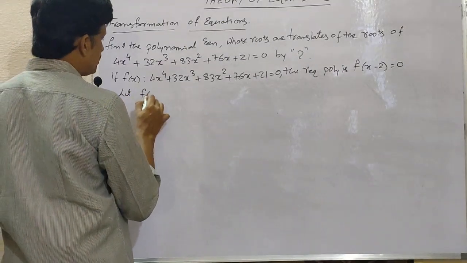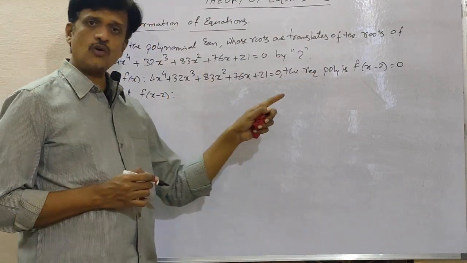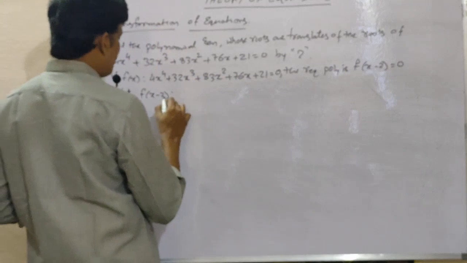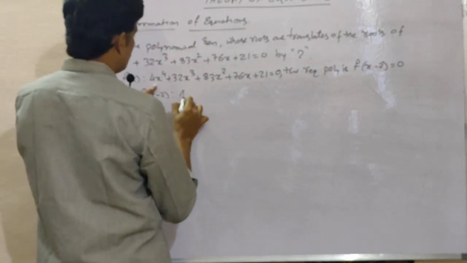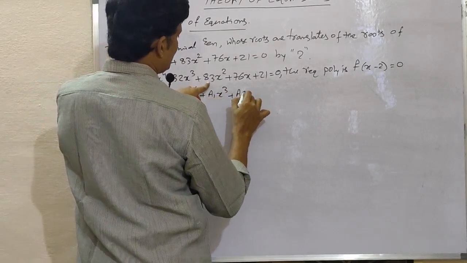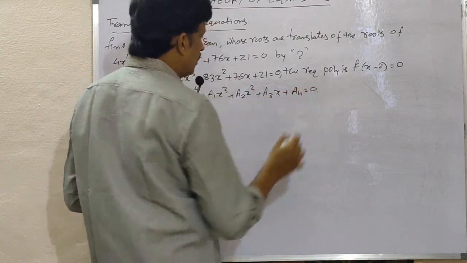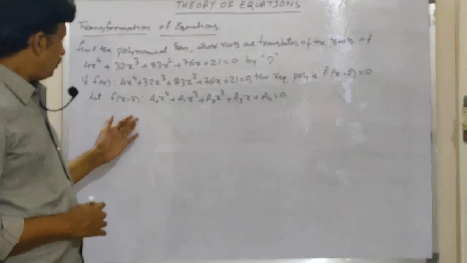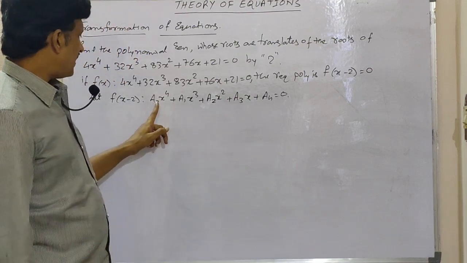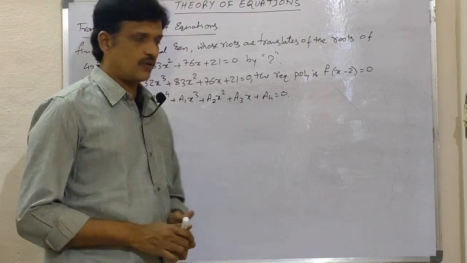Now usually f of x minus 2 means in the place of x you have to write x minus 2, then if you expand you will get the result. Now we are using the division method. So f of x minus 2 is a naught x power 4 plus a1 x cube plus a2 x square plus a3 x plus a4 is equal to 0. Now to find these coefficients, we write f of x minus 2 by using division.